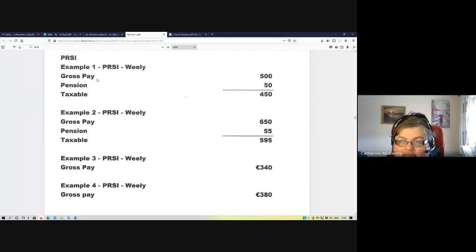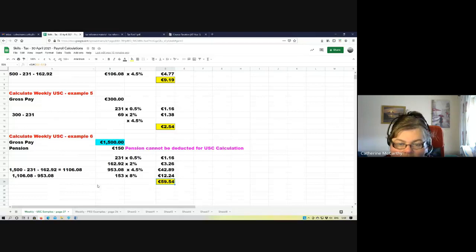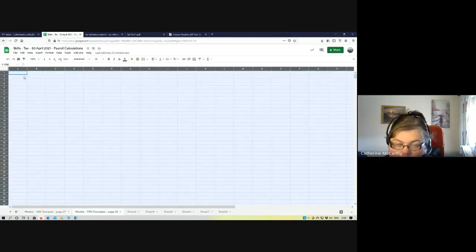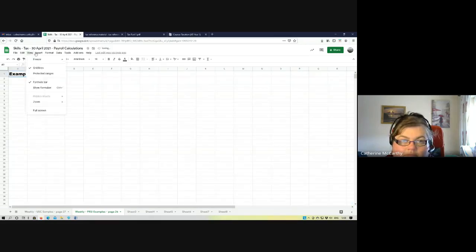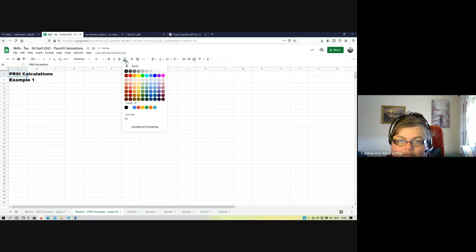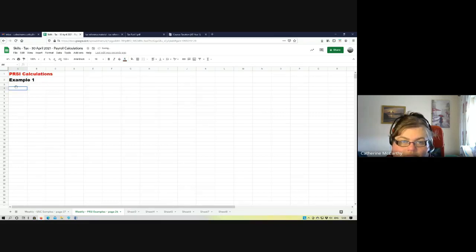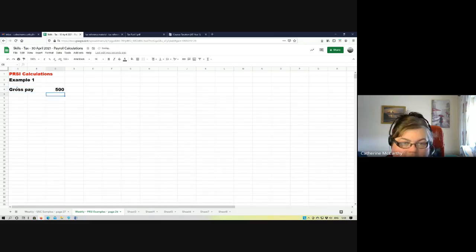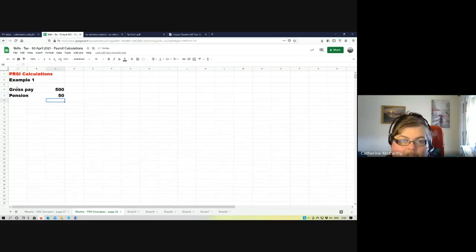So this person has a gross pay of €500 and a pension of €50. Okay. So example 1 here. Okay, and this is PRSI calculations. So we've got a gross pay of 500 and we have a pension of €50.